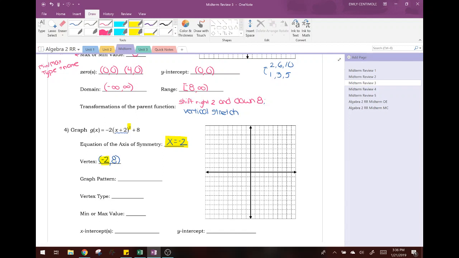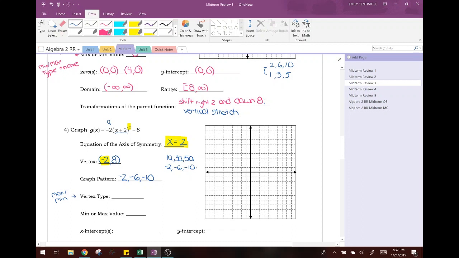So now I'm going to go ahead and I'm going to do the graphing pattern. Again, just like that standard form equation, 1a, 3a, 5a. So my a value here is going to be that first number right in front of the parentheses. So 1 times negative 2, negative 2, 3 times negative 2, negative 6, 5 times negative 2, negative 10. Okay, the vertex type, this is asking for a max or a min, as opposed to the vertex value, which is asking for the min or max value, which is asking for a number.